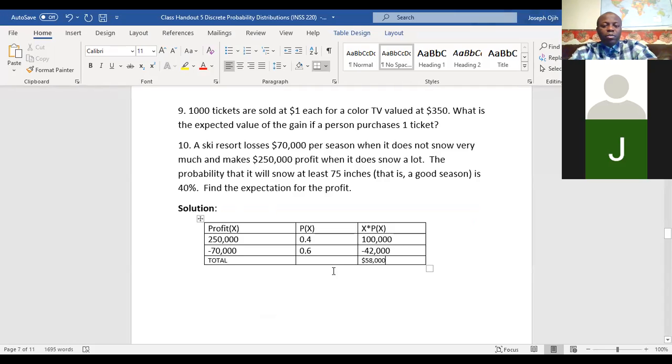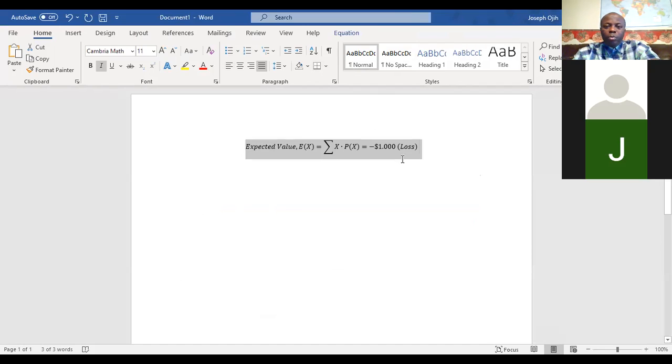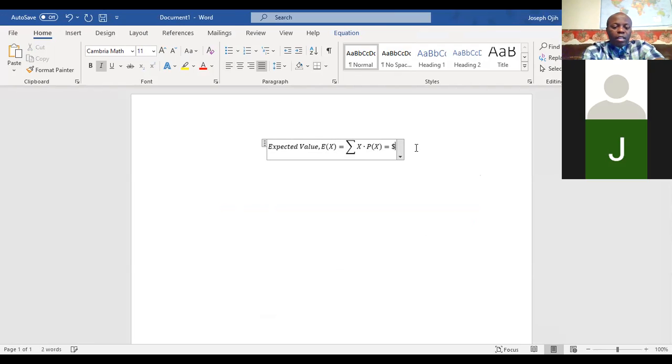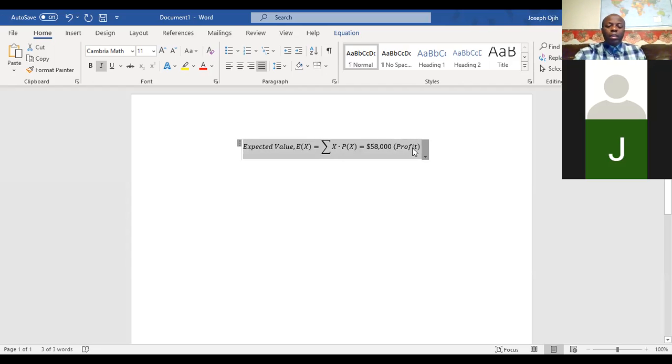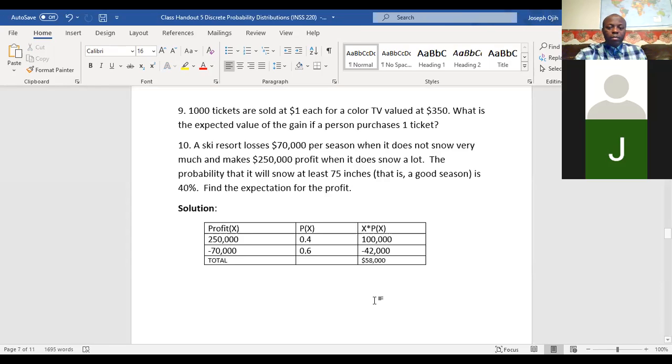So that means the expected value of making profits is the sum of X times PX, which I can put from here. Sum of X times PX, which is 58,000, which is a profit. So it's a good business, so long as your probabilities were estimated well and you plug them in here. It will give you a good profit. So the expectation now becomes 58,000, which is the profit.